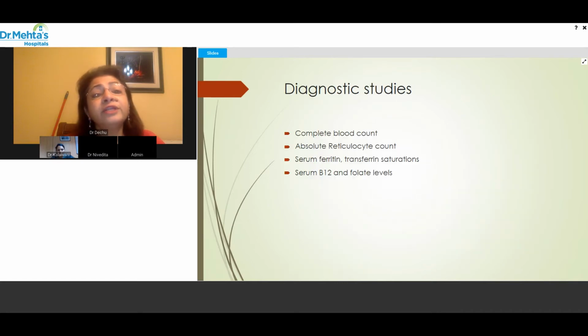Okay. So going to diagnostic studies, what are the diagnostic studies that you would do in a patient with CKD who's having anemia? These are the simplest diagnostic studies that you can do, but please make sure you do this before you start them on any form of therapy. So you do a complete blood count, obviously, to see what the level of anemia is. Do an absolute reticulocyte count to see whether there's reticulocytosis that's happening or not. Check for serum ferritin and transferrin saturations. We'll talk about the KDOQI guidelines for that.